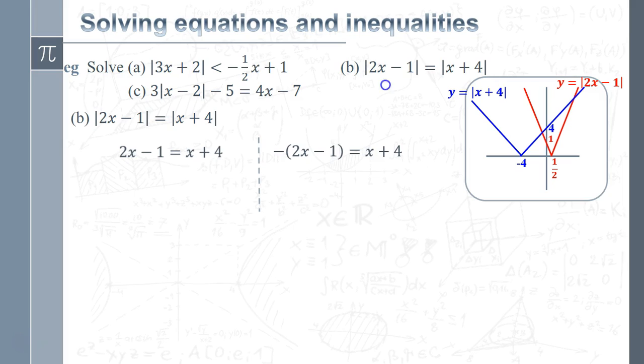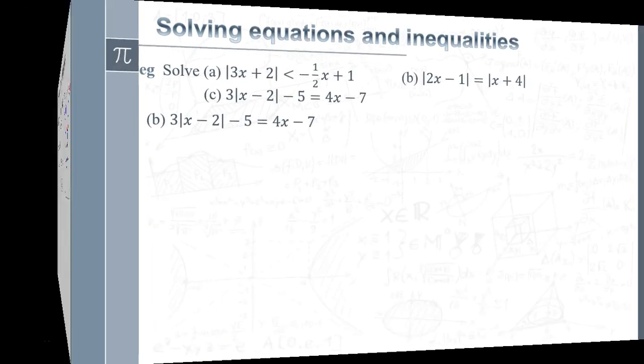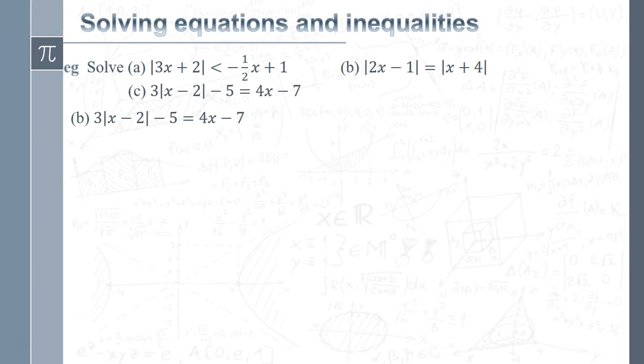Let's do the solving. On the left hand side there, we've got a value of x equals 5. That would be our point up here. And from this one here, we've got a value of x equals minus 1, which would be that point there. So there we go. There's our two solutions to our equation mod 2x minus 1 equals mod x plus 4. Right, so that's part B done. On we go to part C.